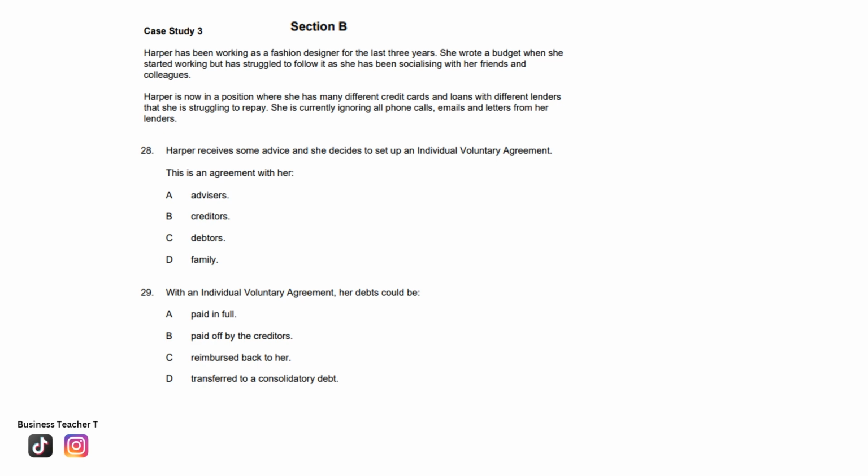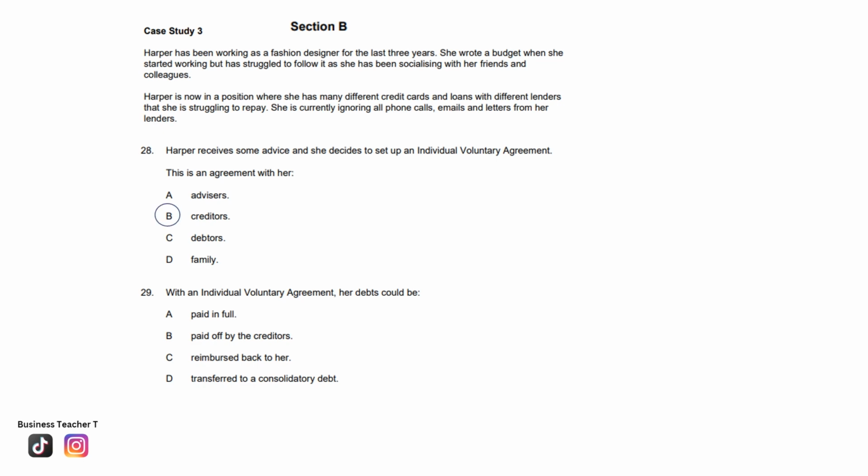Question 28. Harper receives some advice and she decides to set up an individual voluntary agreement. This is an agreement with her A. advisors, B. creditors, C. debtors, or D. family? The answer is B. creditors.